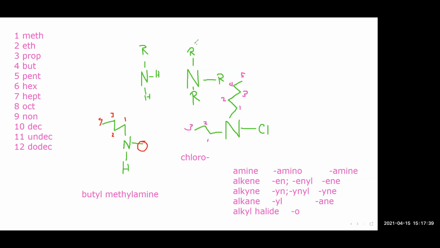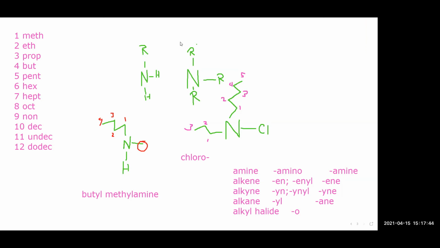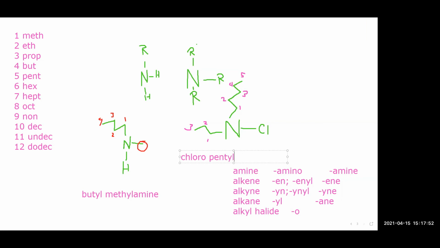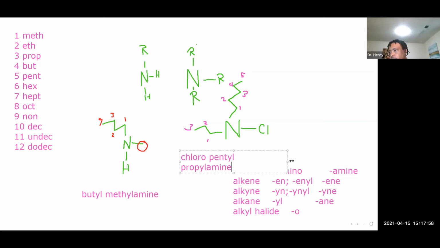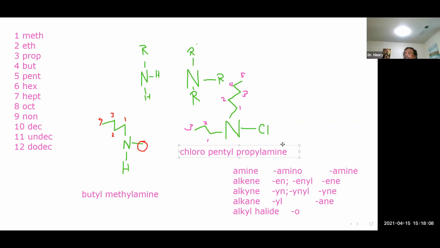Okay, so it's pentyl propylamine. Chloro, pentyl, propylamine. Propyl. Okay. Good job. So every time it ends, that's when the suffix of amine goes in, right? That's right.